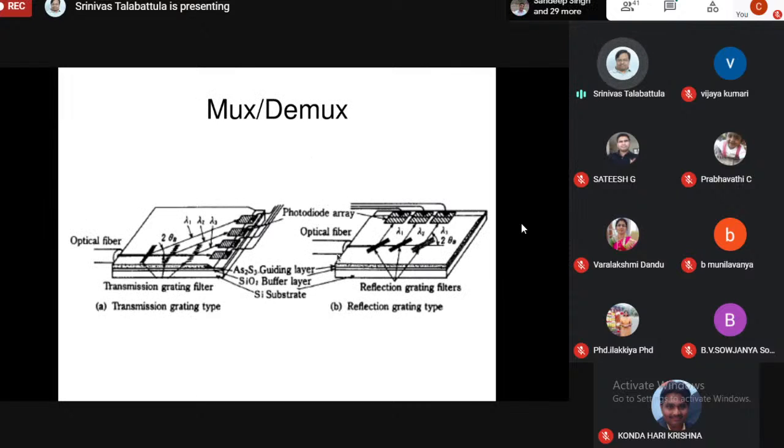So mux demuxes are necessary in communication applications. If the input optical fiber carries 4 channels, lambda 1 to lambda 4, you can divide them across these output ports by using these gratings. Gratings are wavelength selective devices. The first grating will deflect the light to the first port, the second grating will deflect the light to the second port, and so on. So you can separate out these wavelengths. And this is the reflection type of grating. So grating can be used as a filter, you can say.